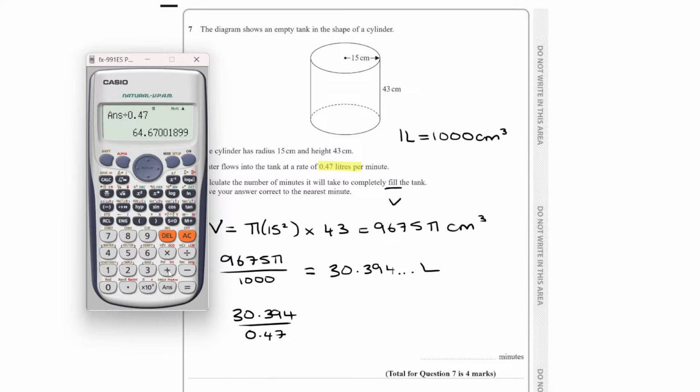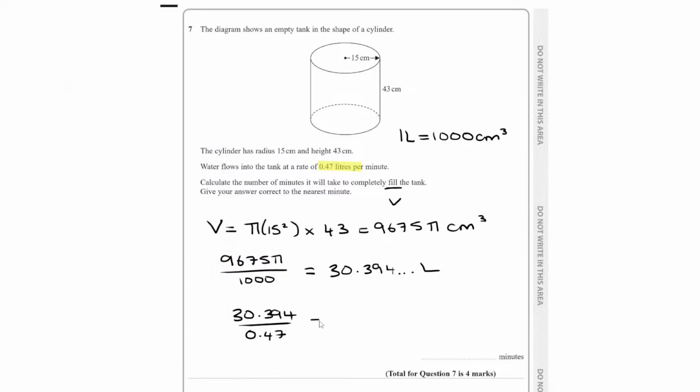0.47. Okay, so that's 64.67 minutes. Now they've also then said correct to the nearest minute. I'd obviously round it to 65. Okay, so even if you're not sure what to do with the litres bit, you could always just start off by working out the volume. That's at least the first bit we could do.